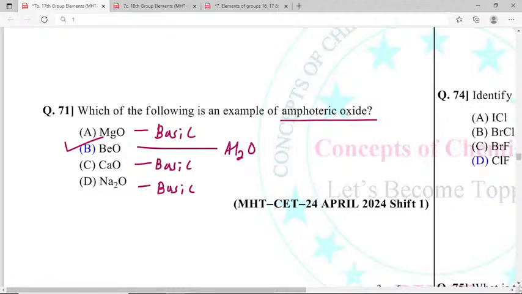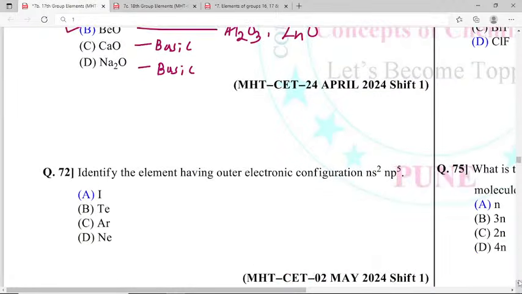Al2O3 आणि झिंक ऑक्साइड. हे सगळे amphoteric आहे. All these are amphoteric, and the remaining are not amphoteric. If the question asks for not amphoteric, then beryllium oxide, aluminum oxide, zinc oxide are amphoteric, and the others are not amphoteric. Get it? Okay, very important question.